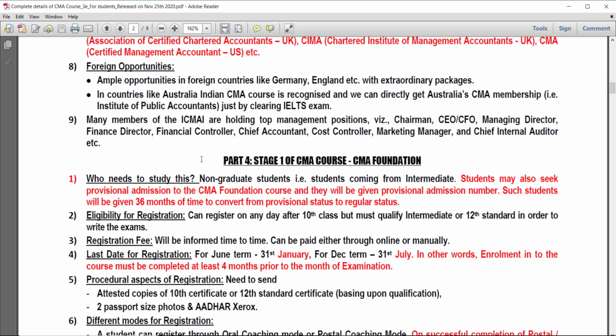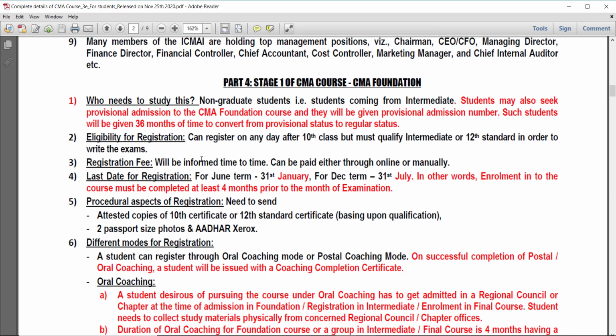So let me get into the first level of the CMA course, that is CMA Foundation. What is the eligibility to get into CMA Foundation? That is the first question that will arise in the minds of students. One who passes 10th class is eligible to register for CMA Foundation, but in order to write the CMA Foundation exams, he must qualify intermediate or 12th standard. Even though he can register as and when he completes 10th class, he should wait till he qualifies the intermediate course in order to write the exams.